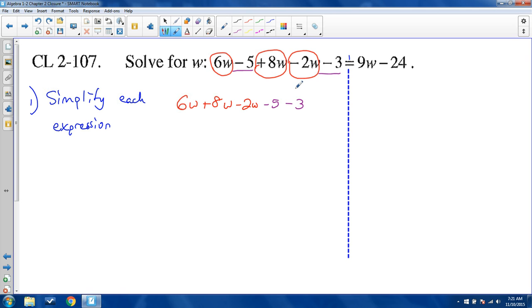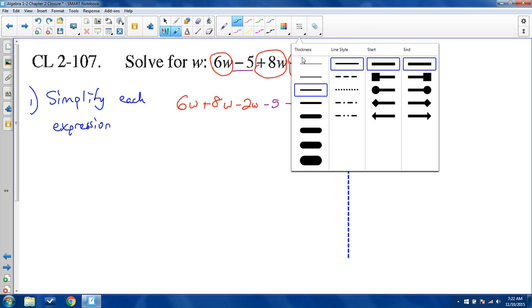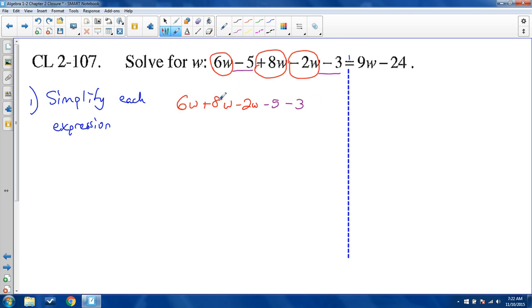Okay? Now I can combine like terms. These three can fuse together. When they end in W, just add the numbers in front of them. So 6W plus 8W is 14W. 14W minus 2W is 12W. Now, I'm not solving for W right here. I'm just simplifying what's here. -5 minus 3 is not -2, it's -8.